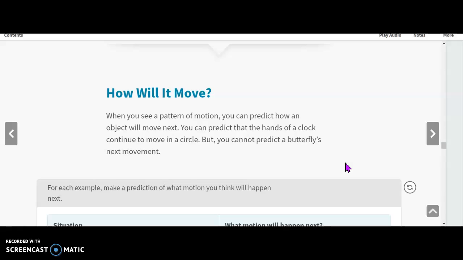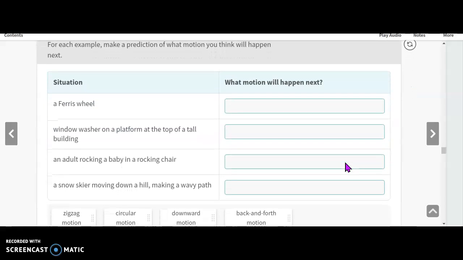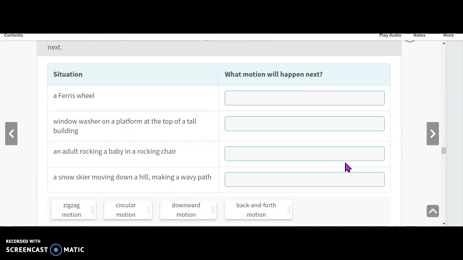Page 164. How will it move? When you see a pattern of motion, you can predict how an object will move next. You can predict that the hands of a clock continue to move in a circle, but you cannot predict a butterfly's next movement. Okay? So we have a few things here, and you need to tell me what type of motion you think it will be. We're kind of making a prediction here.